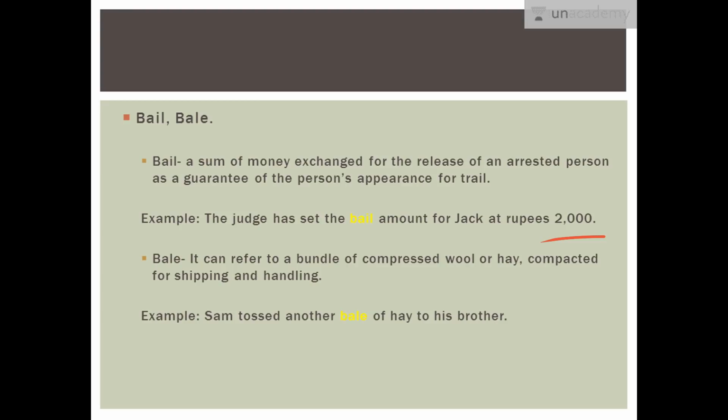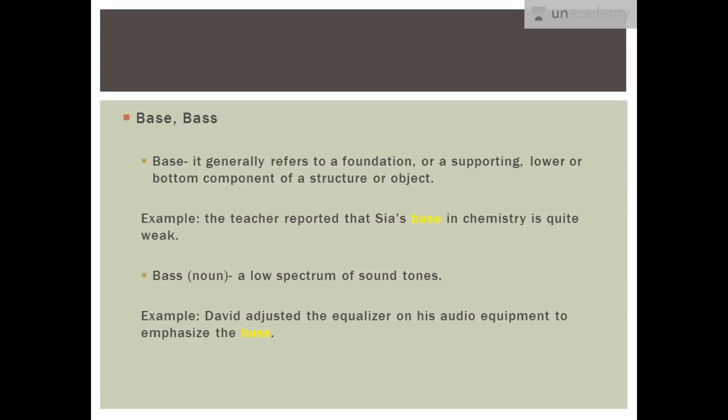So let's move on to the next bale. This bale is BALE, and it can refer to a bundle of compressed wool or hay compacted for shipping and handling. Now, the example: Sam tossed another bale of hay to his brother. So it's a bundle of hay that Sam passed on to his brother, maybe for setting a bonfire or something of that sort. So here we got to know two words, BAIL and BALE. Now let's move on to the next set of words.